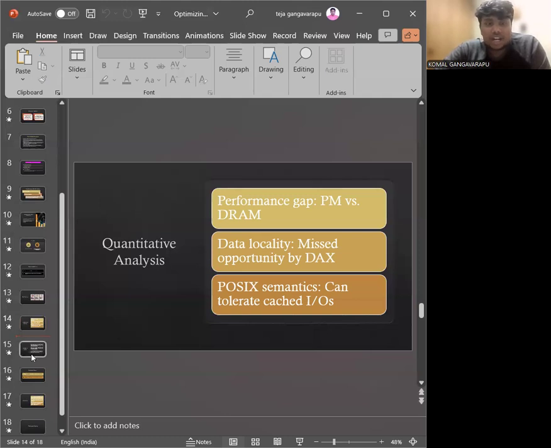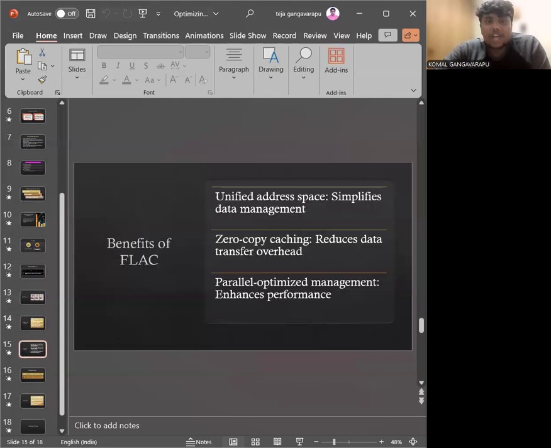Coming to the next slide, benefits of FLAC. It unifies address space and simplifies data management. Zero copy caching reduces data transfer overhead, already discussed. Parallel optimized management enhances performance. This is all discussed in various forms in the slides above.